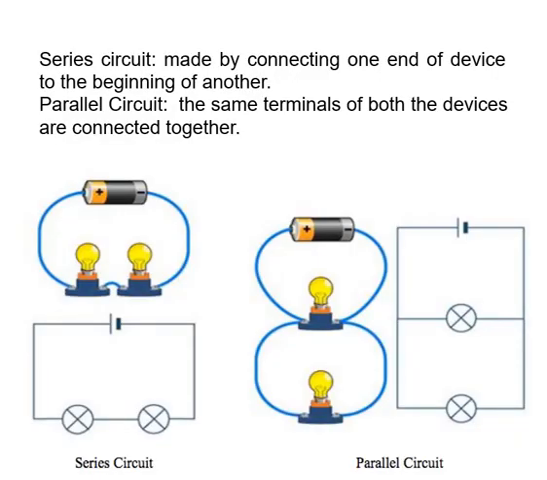The series circuit is connecting one end of the device to the beginning of another, as shown in the first figure. Parallel circuit will have the same terminals of both the devices connected together, which is quite evident in the second figure, wherein you have the battery parallel with two bulbs.